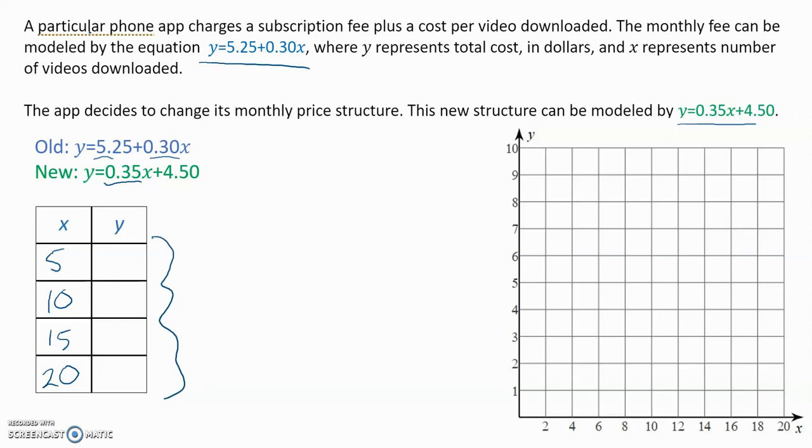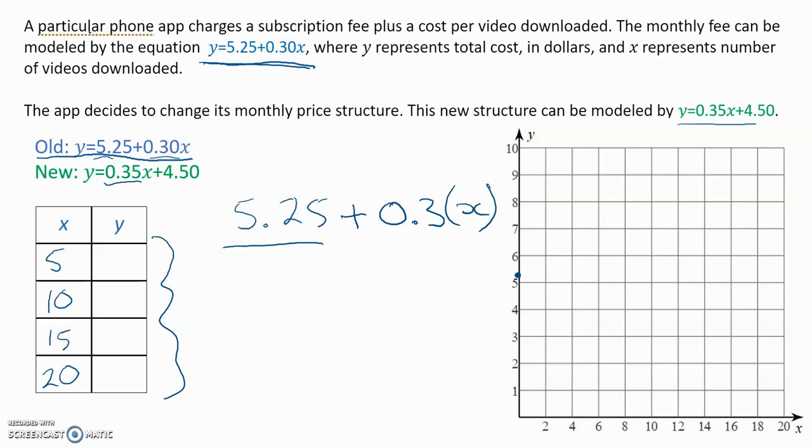And now how do we find these y values? Well, we substitute. So for equation one, it's going to be 5.25. Okay, that's my initial value. So that's going to be my y-intercept. So I can go ahead and put that on the graph. Now you can see that I'm using blue. So I'm going to use blue every time I'm doing this old model. I like to use different colors and I highly recommend it just to separate your work and understand what working is what. Plus 0.3 times whatever x is.